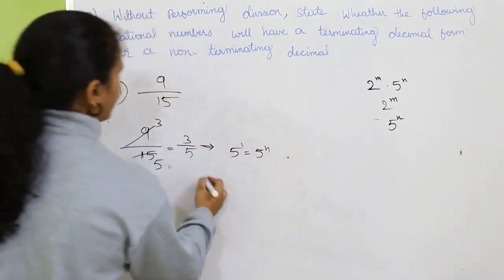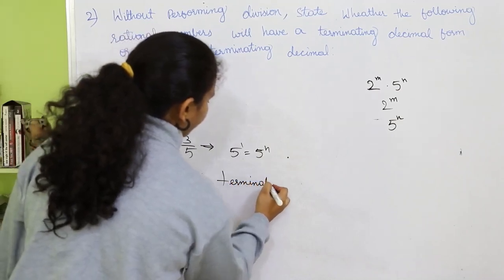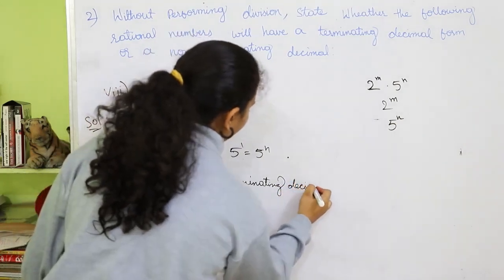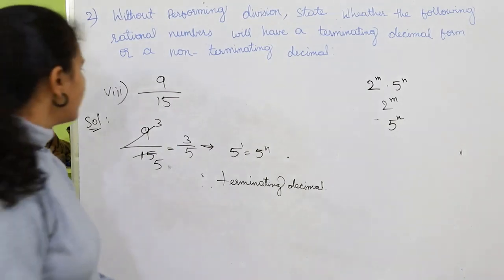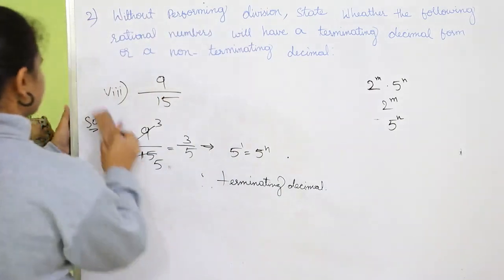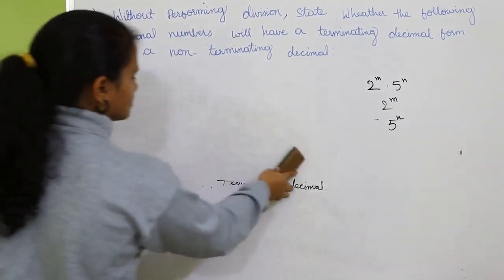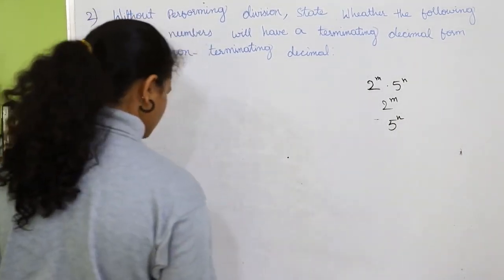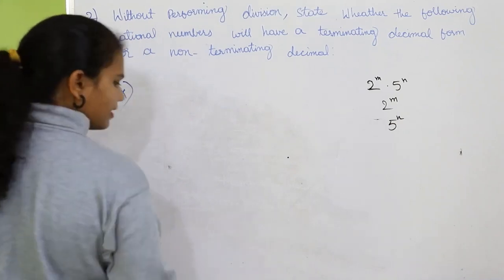Where 5 power 1 is of the form 2 power m into 5 power n. So therefore this is a terminating decimal. Clear? Next I'll go for the 9th one. 36 by 100, guys.